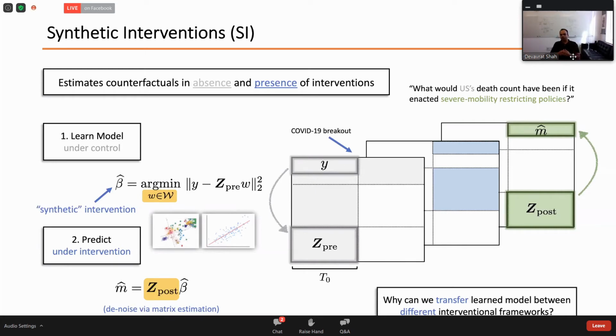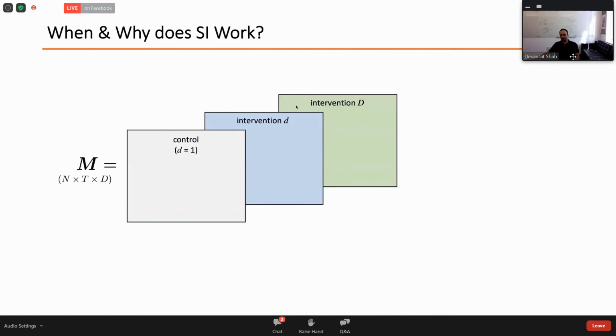So why should a relationship between health outcomes of United States and 3 countries in low mobility restriction hold true in the same manner between United States and those 3 countries under high mobility restriction? Okay. But in a sense, that's a fundamental driving assumption of this method. So the question is, when does this work and why?